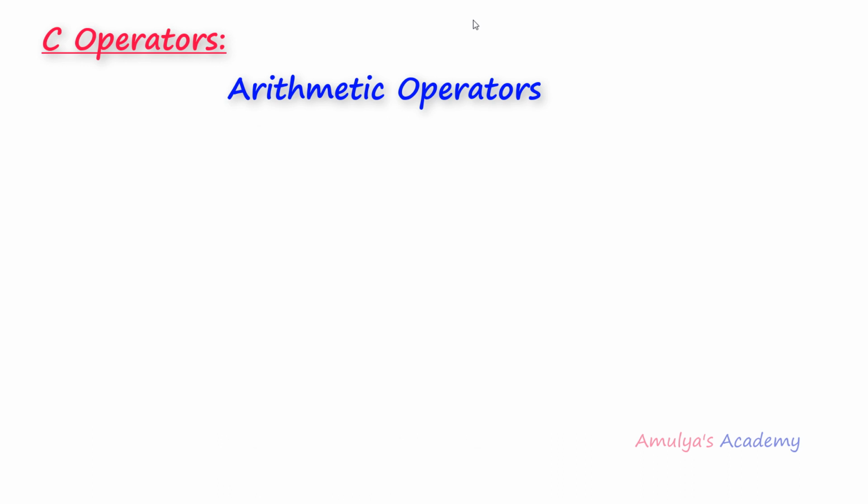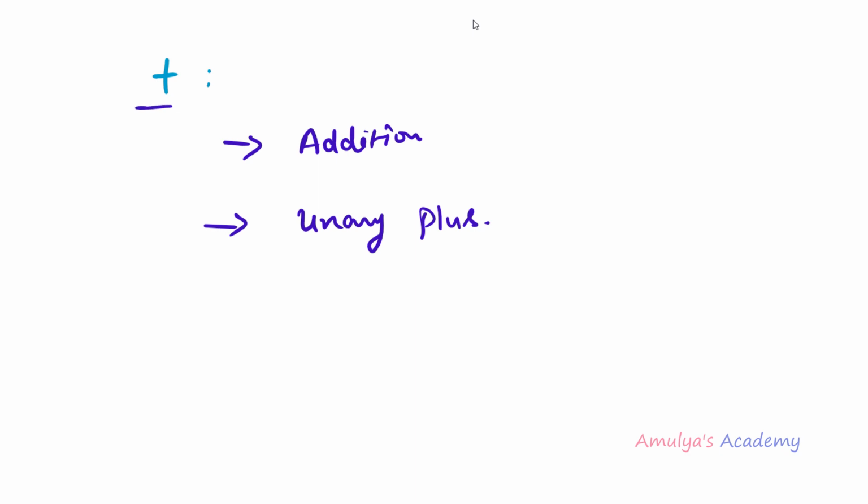Arithmetic operators perform mathematical operations such as addition, subtraction, multiplication, division, etc. on numerical values. First we'll discuss the plus operator. This operator can be used in two ways. One is we can use this for addition, and another way is we can use it as unary plus. So first we'll see how to use this operator for addition. To add numbers we can use the plus operator.